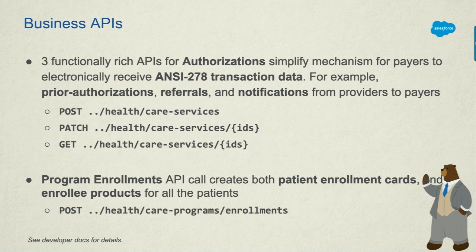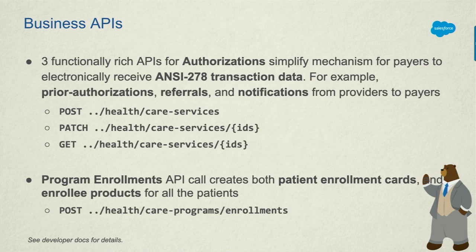These are the 4 APIs that we have rolled out in our current Summer 19 release. The first 3 APIs that you see are also known as authorization APIs, commonly known in the industry as ANSI 278 data transactions, popularly used for prior authorizations, referrals, or notifications coming in from providers, typically going through a middleman, a clearinghouse, and then ending up on the payer side.